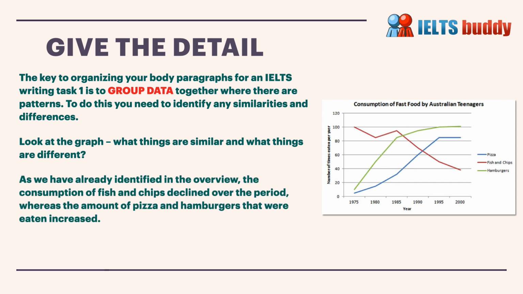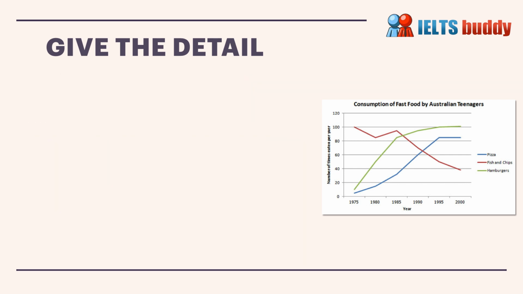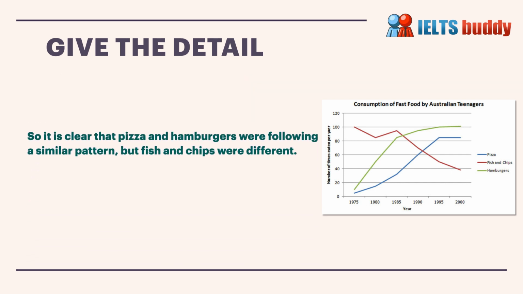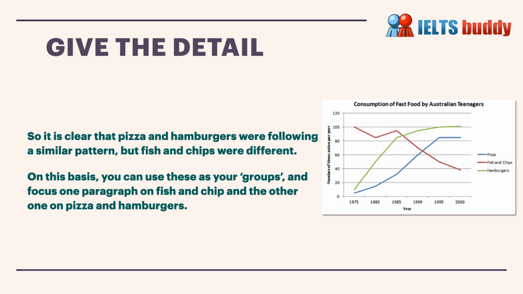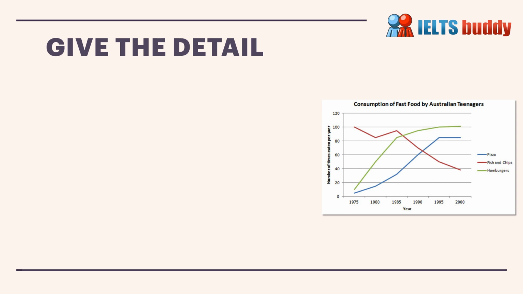Well, as we have already identified in the overview, the consumption of fish and chips declined over the period, whereas the amount of pizza and hamburgers that were eaten increased. So it's clear that pizza and hamburgers were following a similar pattern, but fish and chips were different. On this basis, you can use these as your groups and focus one paragraph on fish and chips and the other on pizza and hamburgers. So here's an example of the first paragraph.